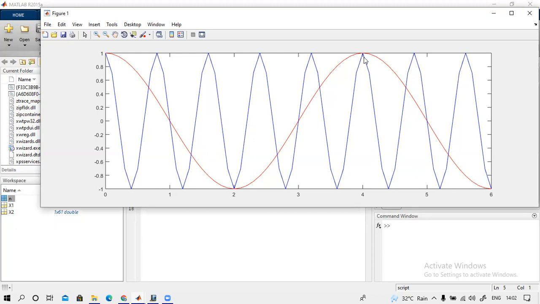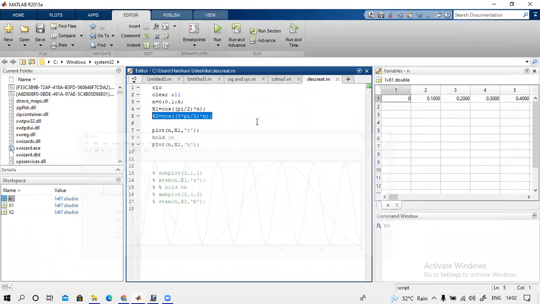So I think you got this. This is a low frequency signal and this is a high frequency signal, and you can see that there are definitely two signals. The red one is a low frequency signal, and this one is a high frequency signal. If you take the discrete version, you will get the same.